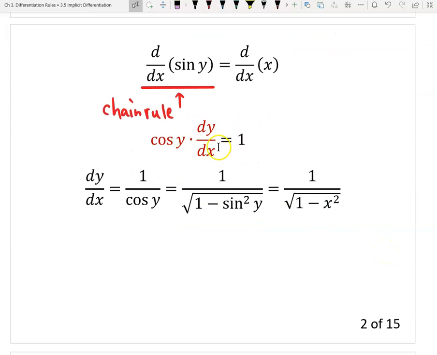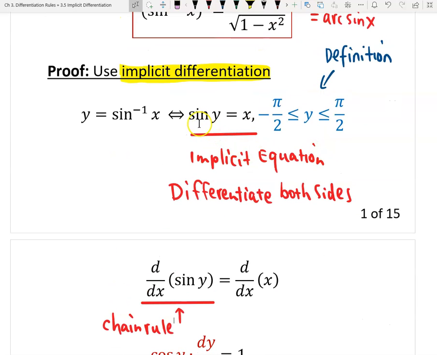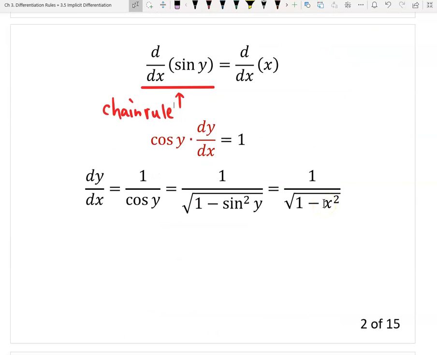Now what do we do? Solve this equation. What do we need? We need dy dx, so we solve for dy dx. Therefore, we get dy dx is 1 over cosine y. Almost, right? But we need to back substitute, so we need to get x. How do we go from y to x? If we look back, x is sine y.